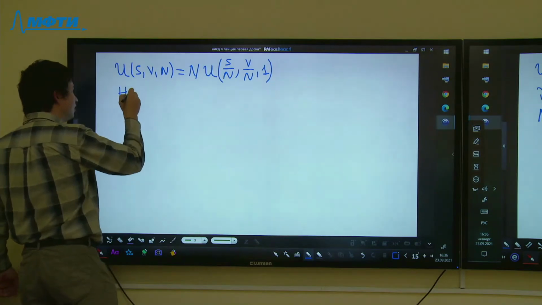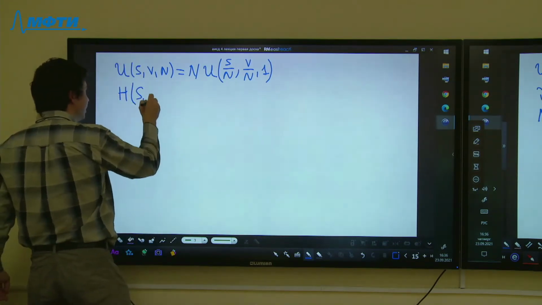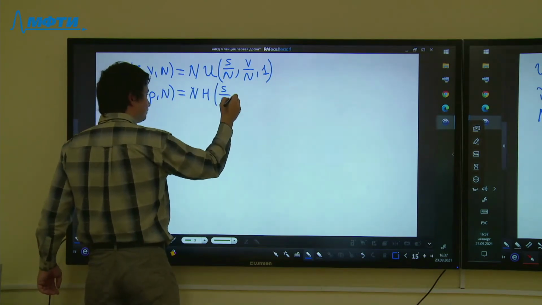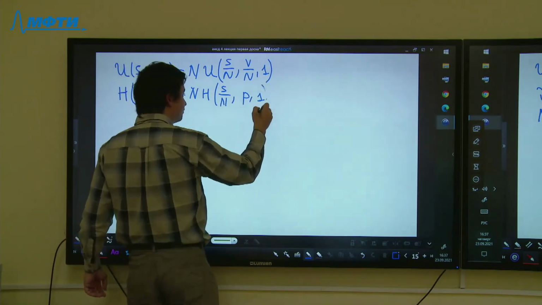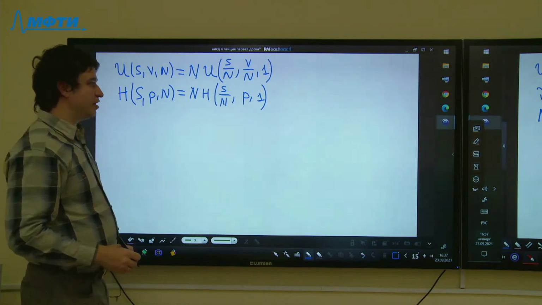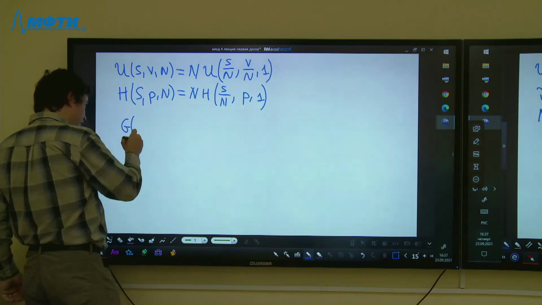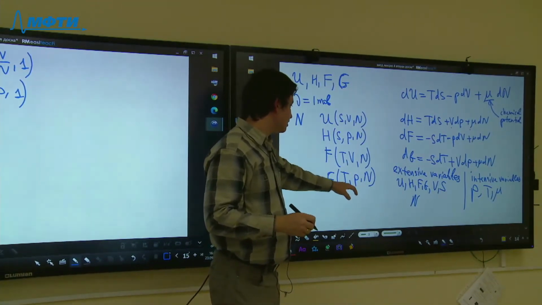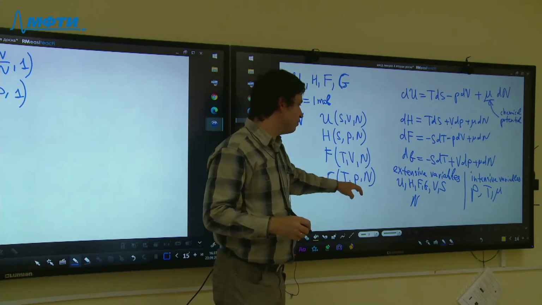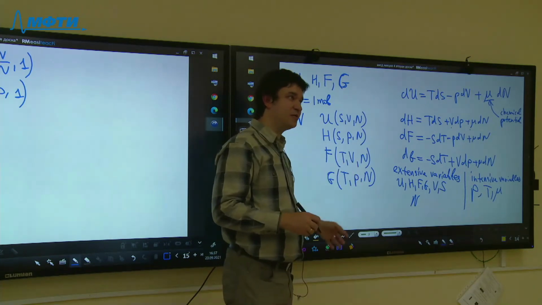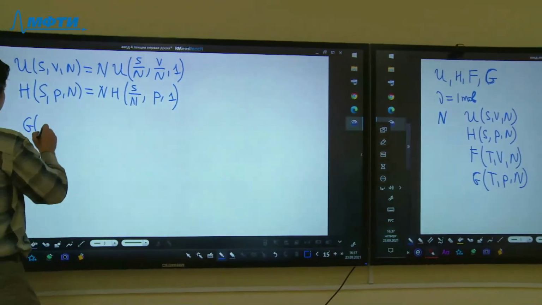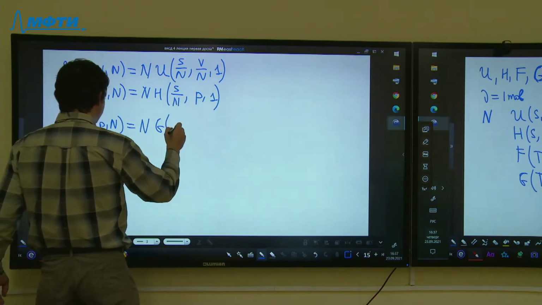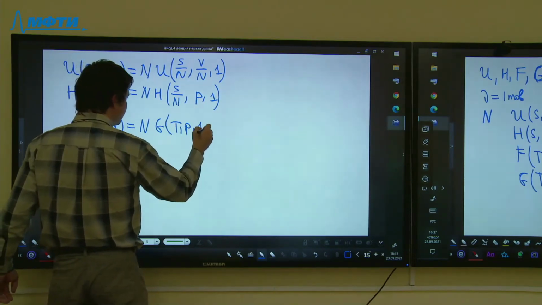Now, the same stuff for H. What I have here, N times the enthalpy per single molecule. Okay, similar can be written for the free energy, and most importantly, similarly can be done for the Gibbs energy. The Gibbs energy is different from all of the other thermodynamic potentials because it is a function of the 2 intensive variables initially. So 2 canonical variables for the Gibbs energy, pressure and temperature, are both intensive. That's why I can write that Gibbs energy of N molecules, T, P, N, equals N times Gibbs energy per single molecule at the same temperature, pressure, but the number of molecules equal to 1.